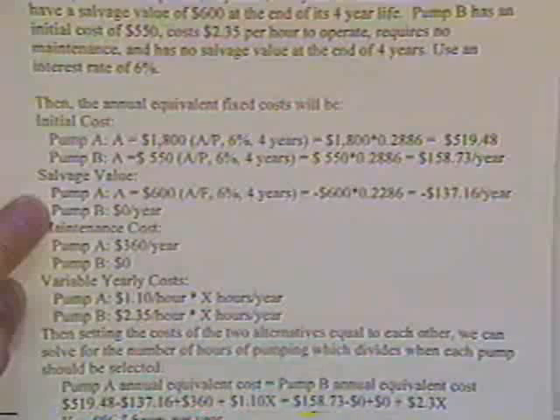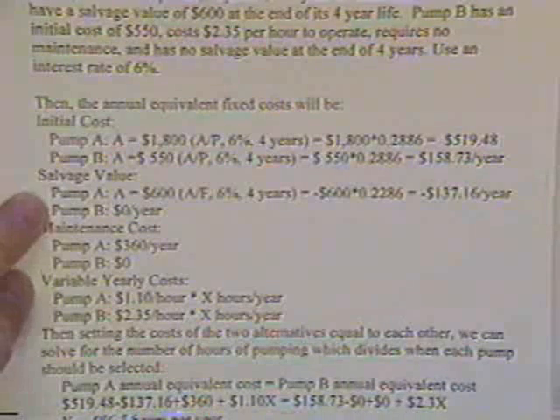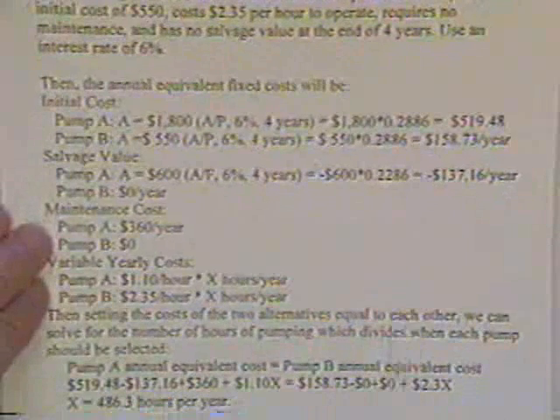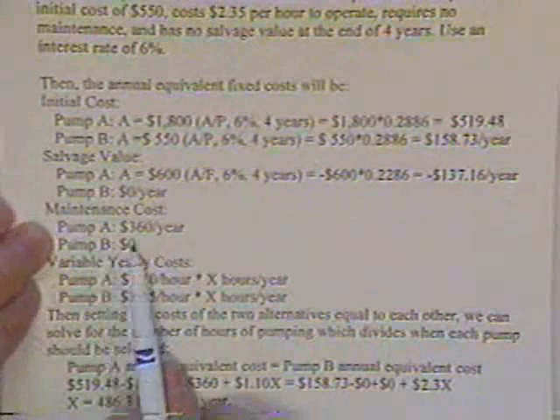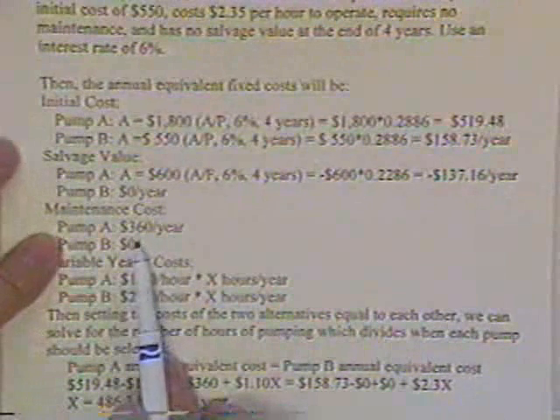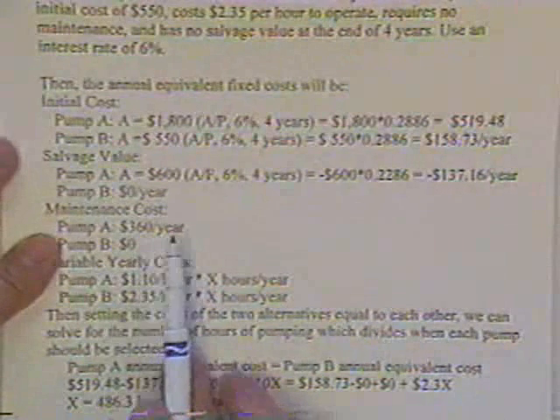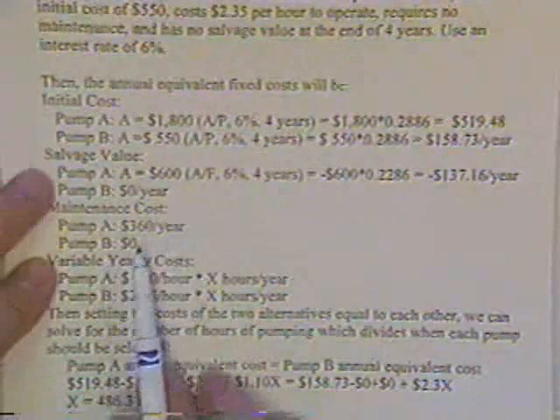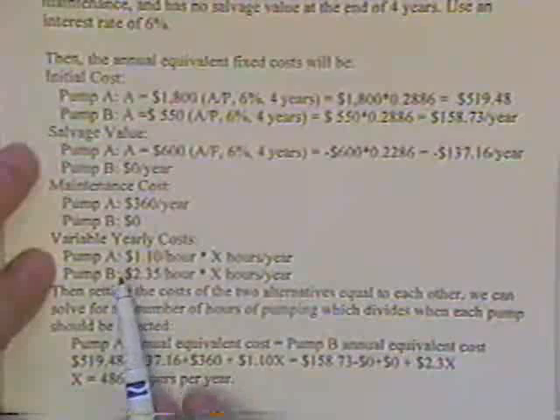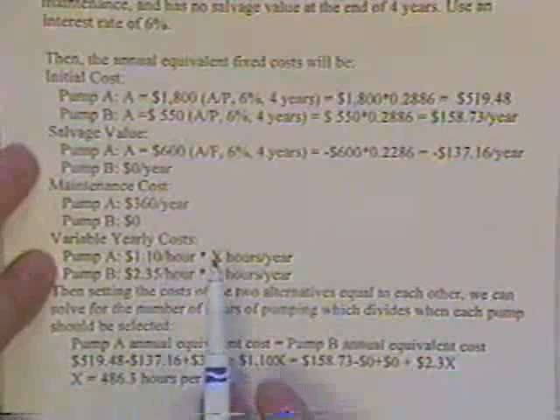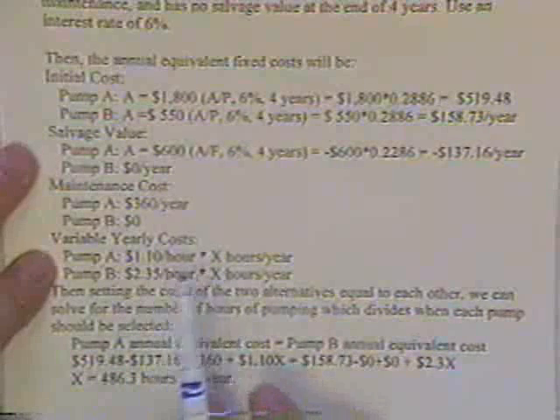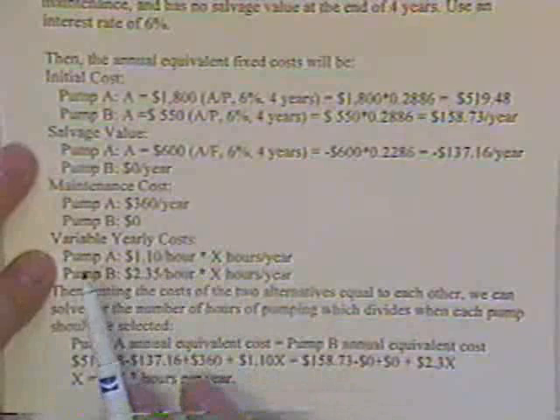Pump B doesn't have any salvage value. The maintenance cost. Well, Pump A costs $360 a year. We don't have to do anything with it. It's already an annual cost. Pump B doesn't have any. And this is what makes it needed to be turned into yearly costs.